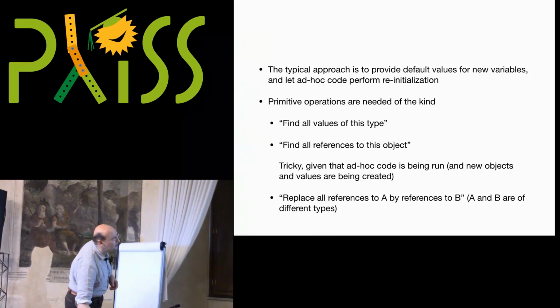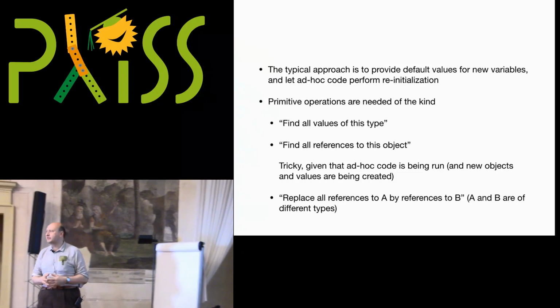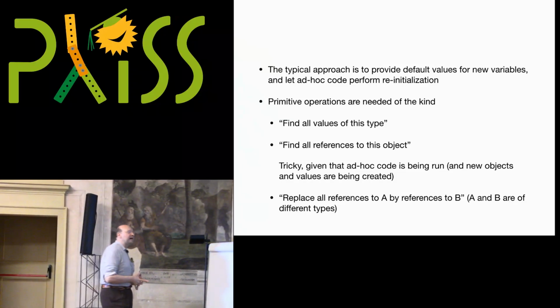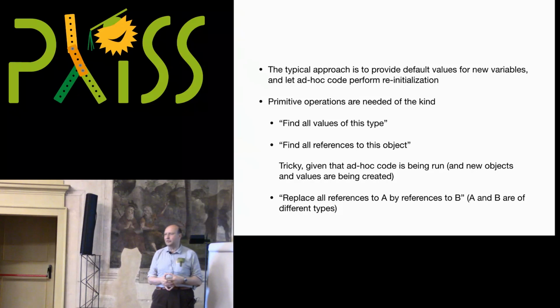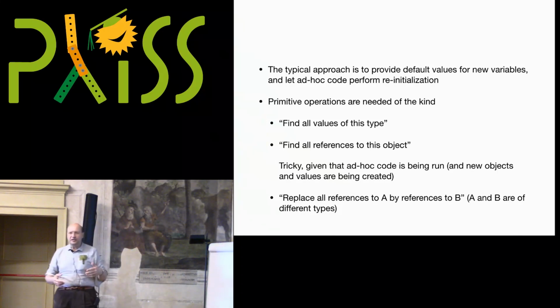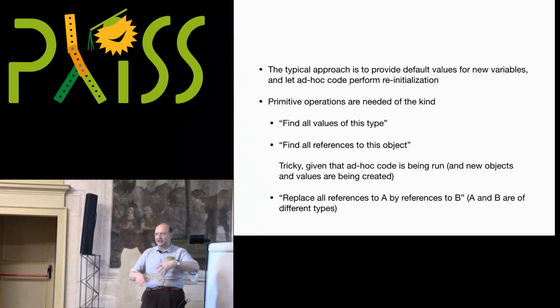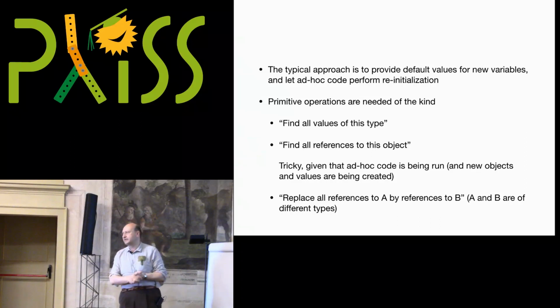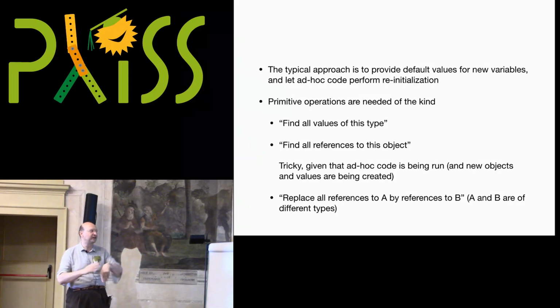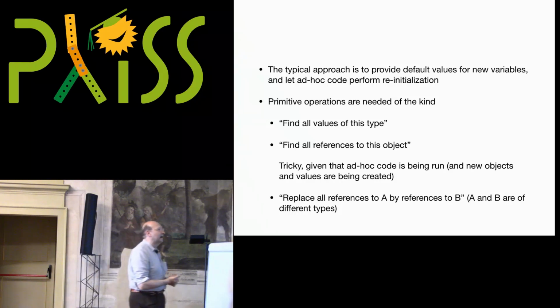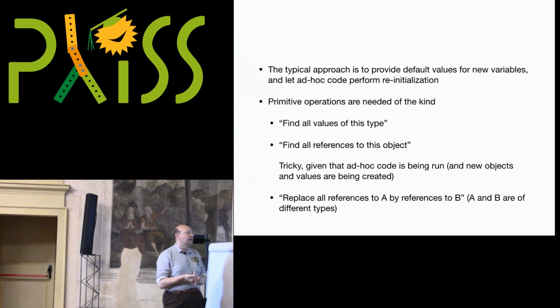So the typical approach in things like Smalltalk and some of the former literature is to provide default values for new variables and then just let the programmer ad hoc specify all of the stuff that isn't valid by default. So for example, if you add a field to a class, all the instances that exist get that field initialized to null or 0 or some other default value, and then you have to provide a function that fills it if that isn't the right thing for you, and it's somewhat ad hoc.